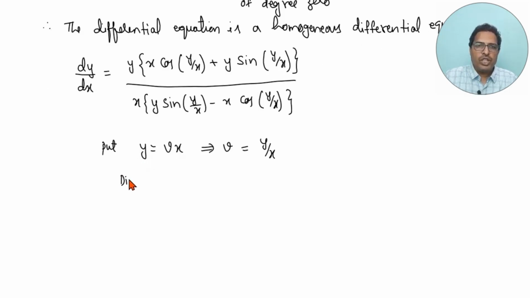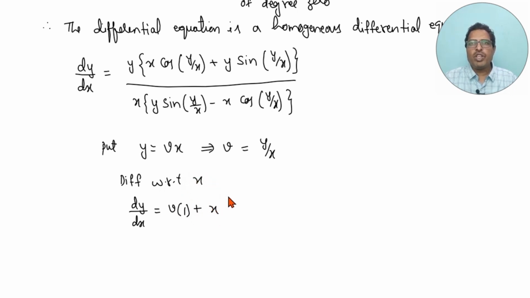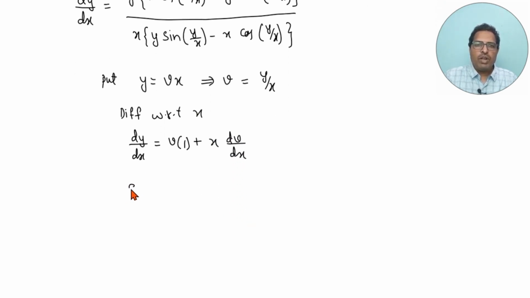Let us differentiate this with respect to x. We get dy by dx equals, on the right hand side we have the product v into x, so let us use the product rule. v into differentiation of x, which is 1, plus x into differentiation of v with respect to x, which is dv by dx. Therefore, dy by dx equals v times 1, which is v, plus x into dv by dx.